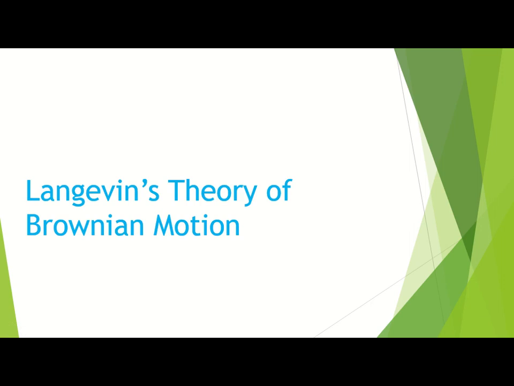Hello students, so we are going to continue in this video on Brownian motion. This is now a better theory of Brownian motion than Einstein's model, which simply predicts that the mean square value of position of these particles is directly proportional to the time. Whereas Langevin's theory is more general, and we'll see how it is more general.